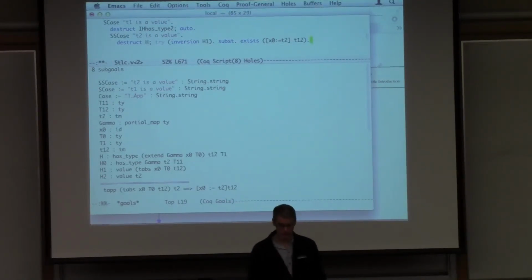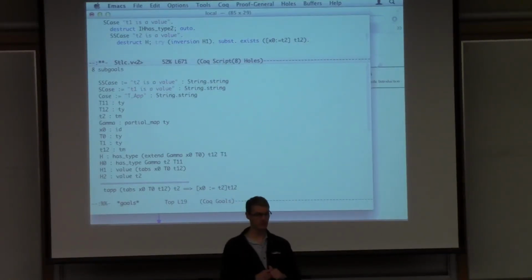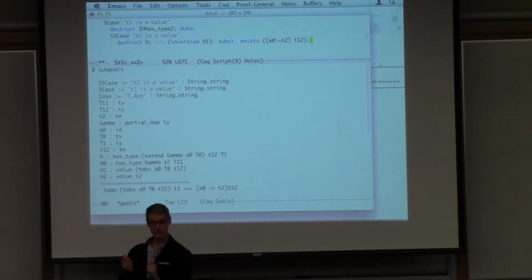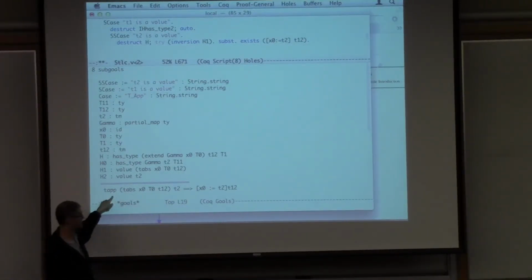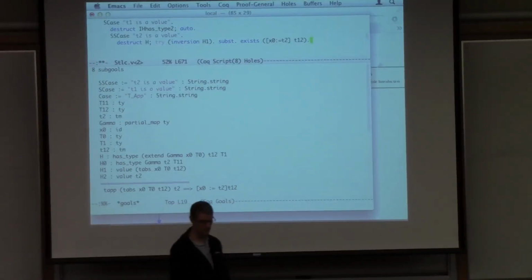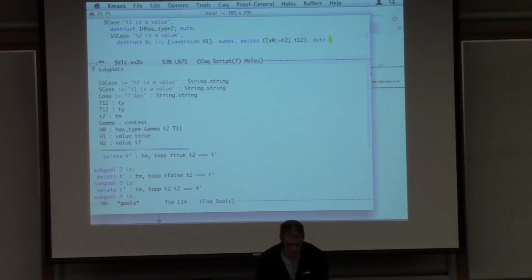Okay. So it accepted that as the witness that we now have to justify. And here's the thing that we have to do to justify it. And what do we need for that? Auto, probably, because this is just a constructor from the inductively defined step relation. So I'll bet auto will get it. Yep. Okay.